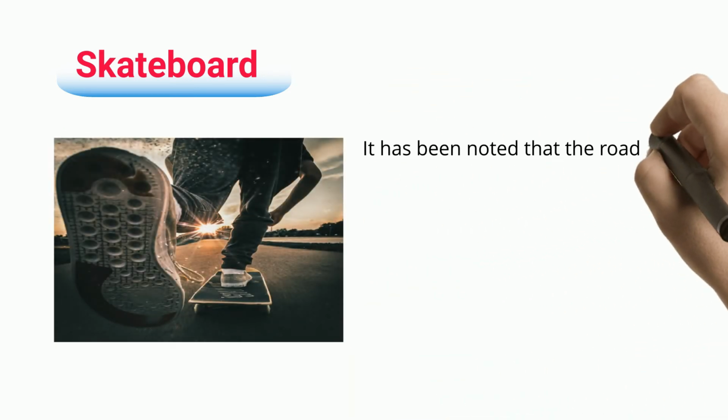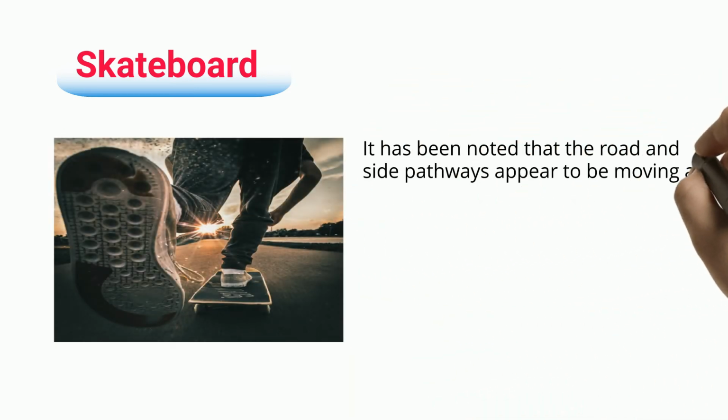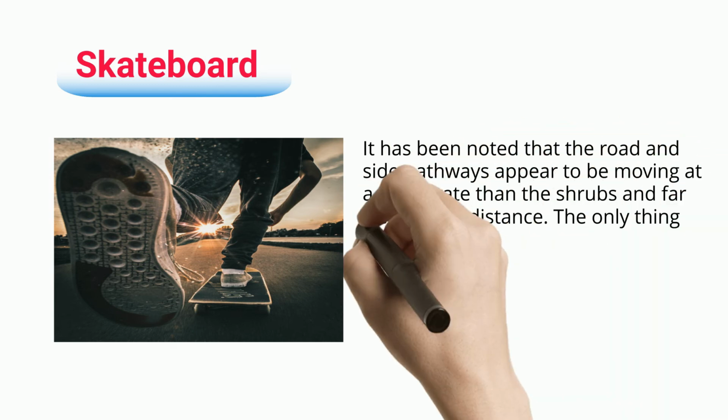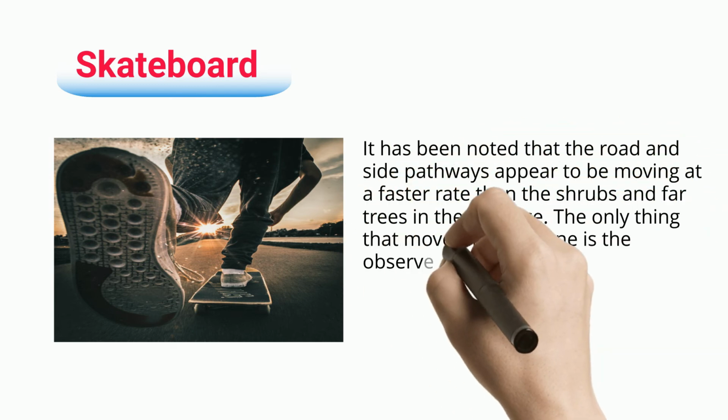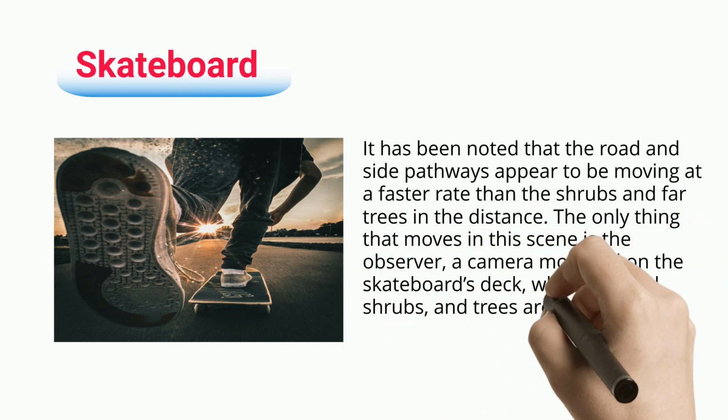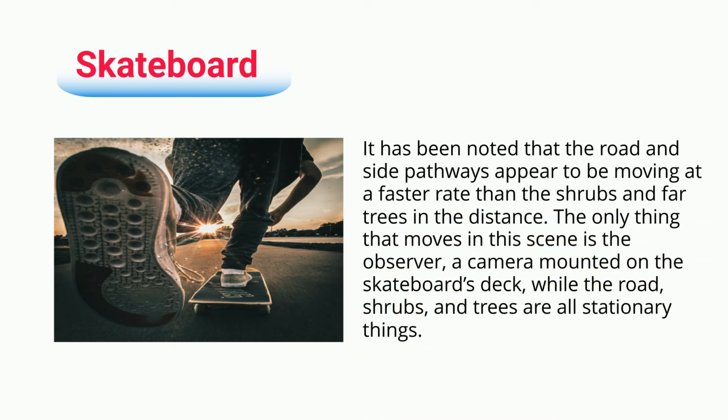It has been noted that the road and side pathways appear to be moving at a faster rate than the shrubs and far trees in the distance. The only thing that moves in this scene is the observer, a camera mounted on the skateboard's deck, while the road, shrubs, and trees are all stationary things.